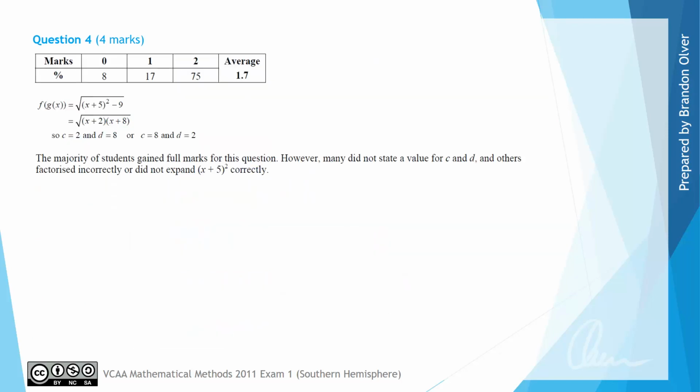So from the examiner's report you can see that 75% of students got full marks for this question, and the examiner goes on to say that the majority of students gained full marks for this question. However, many did not state the values of c and d, and others factorised incorrectly or did not expand x plus 5 squared correctly, which is something that we pointed out on the previous slide.